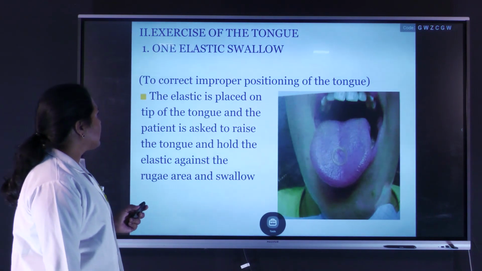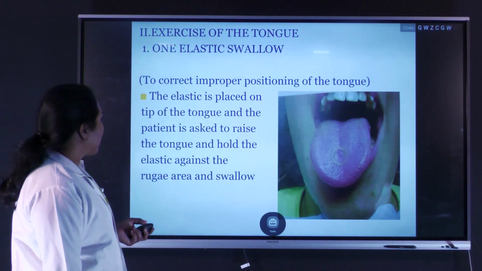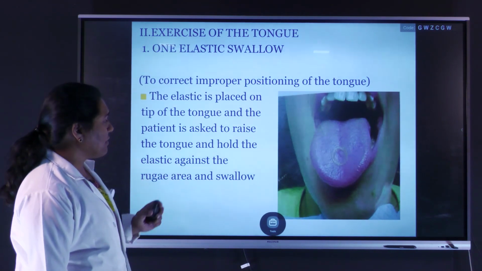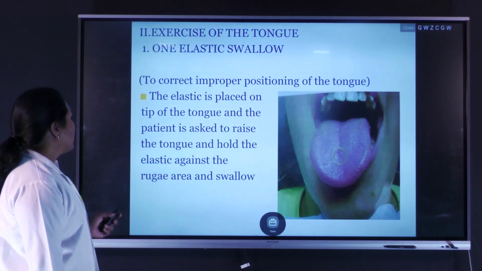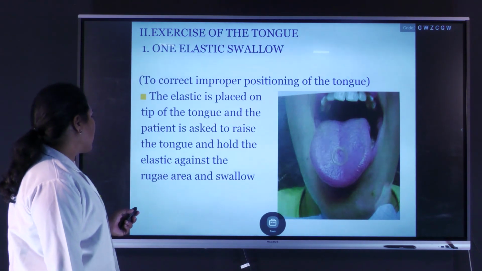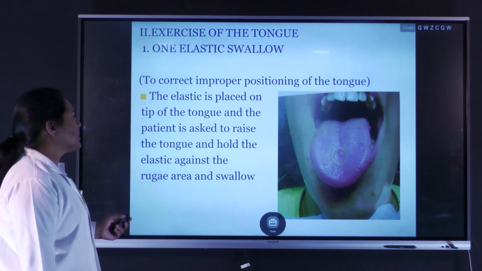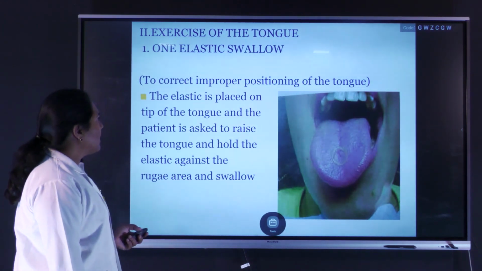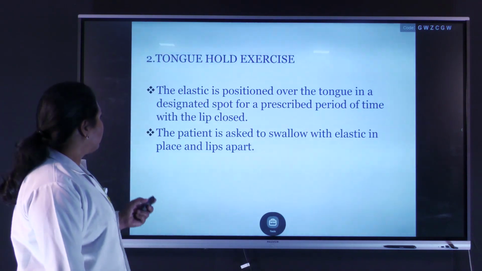Okay, exercises of the tongue. One is the elastic swallow. To correct the improper positioning of the tongue, an elastic is kept on the tip of the tongue, and the patient is asked to raise the tongue and hold the elastic against the rugae area and swallow. So this is one method which we will tell in order to correct the habit.